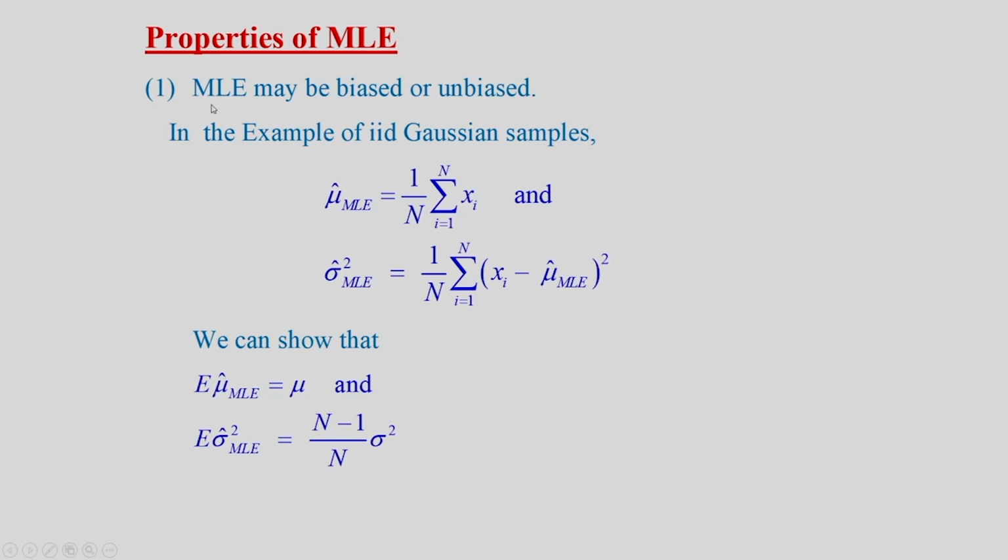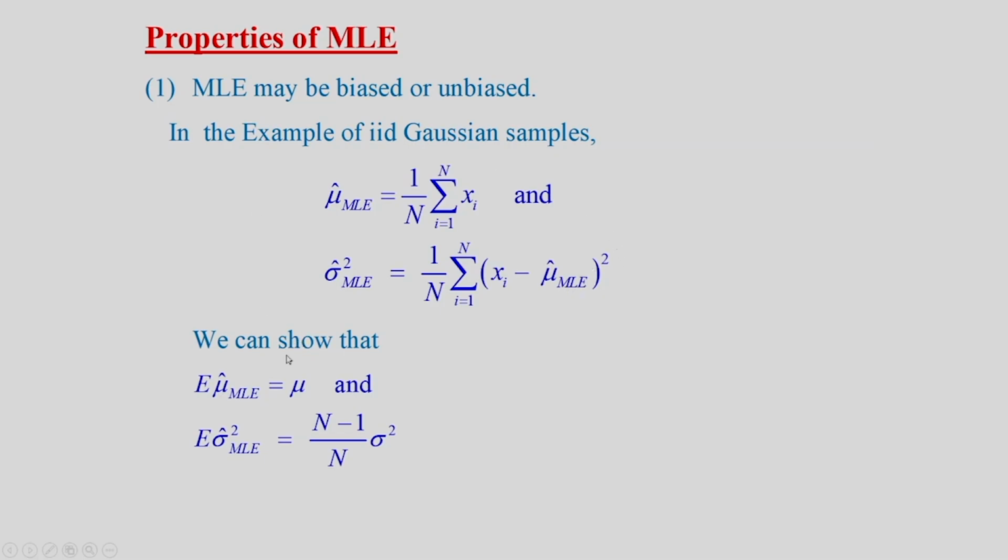The first property is that an MLE, maximum likelihood estimator, may be biased or unbiased. In the example of IID Gaussian samples, we established that the MLE for mu, that is mu hat MLE, is equal to summation xi, i going from 1 to n, divided by n, and similarly the MLE for sigma square, sigma hat square MLE, is equal to 1 by n summation i going from 1 to n of xi minus mu hat MLE whole square.